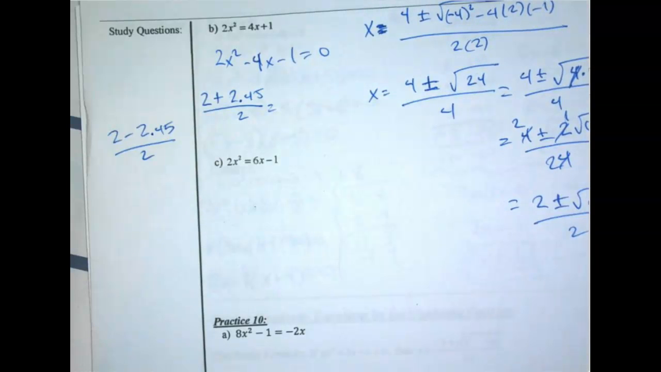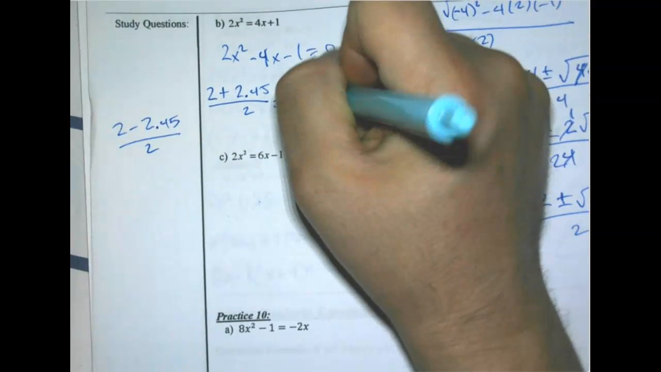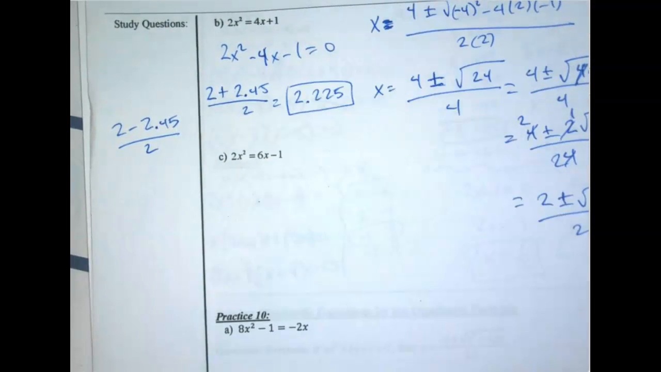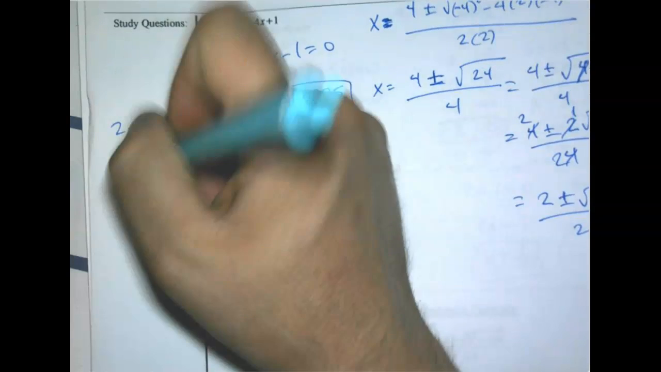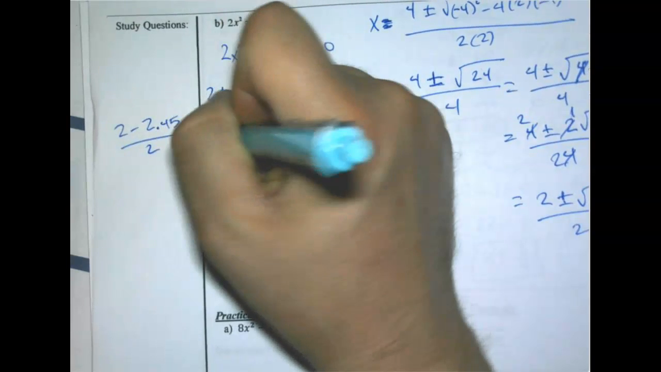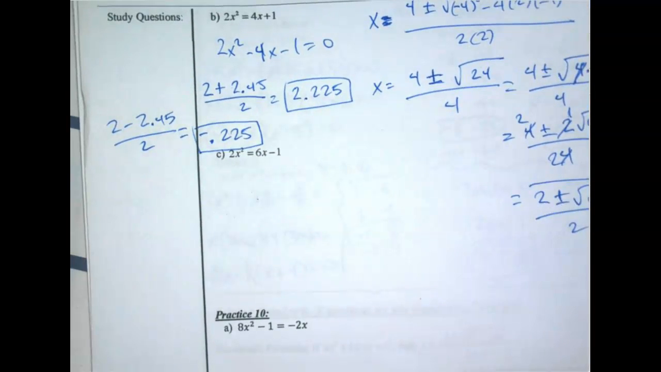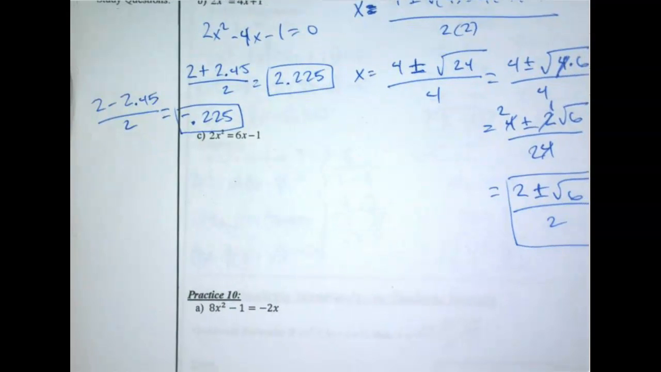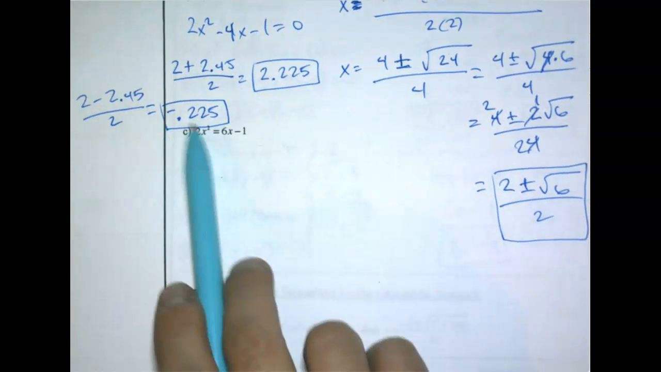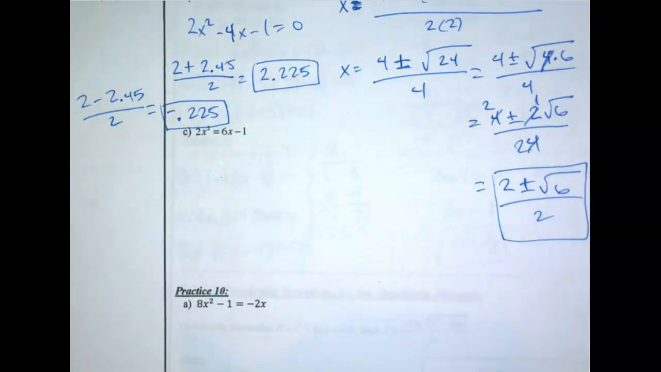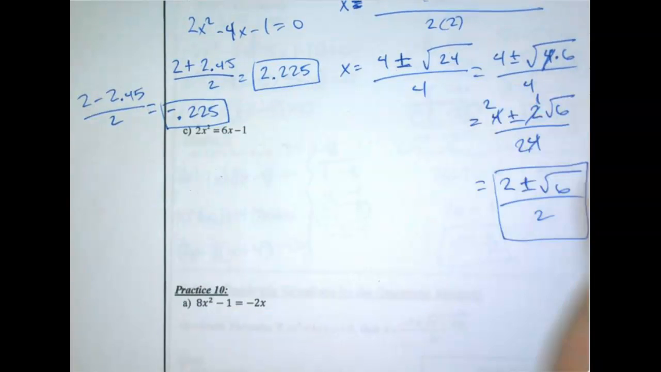Let's see what that is. Just use a calculator. 2 plus 2.45, that's 4.45. Divide by 2, and we got 2.225. This next one, 2 minus 2.45, and then divide by 2. And on this one, I got negative 0.225. So, again, if you don't have a calculator, that answer's reasonable enough. If you do have a calculator, you can take the square root of 6 with that and then kind of keep going. So, let's try quadratic formula one more time.